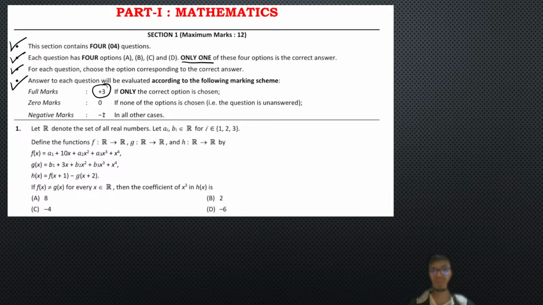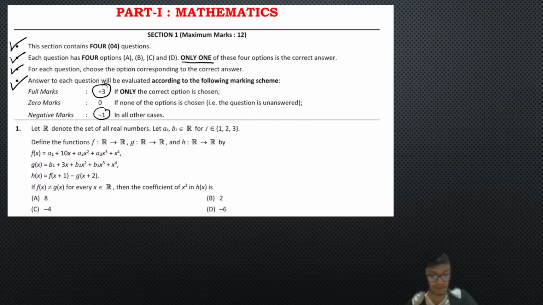And if you make a mistake, then you're going to get -1. So be very careful when you're marking your answer. You get +3 on doing a good one, but you get -1, that accounts for a swing of -4 actually. All right, so let's start with the first question.